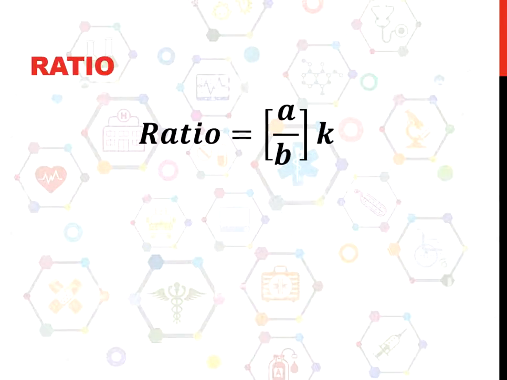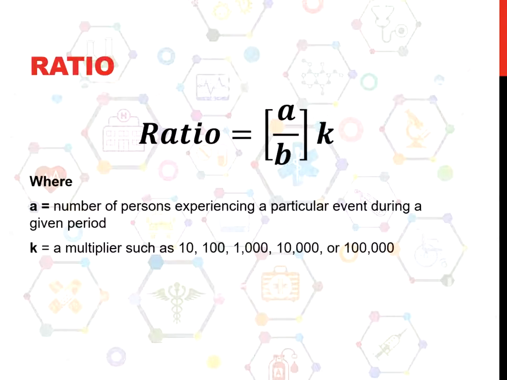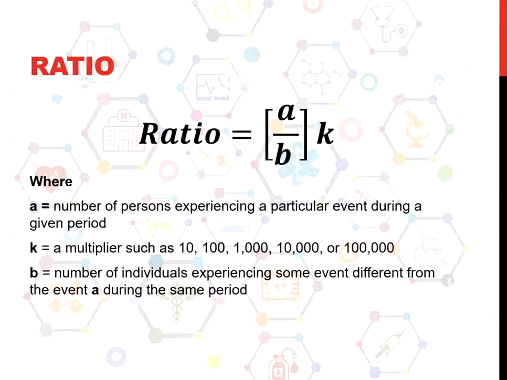Okay, so ratio is A over B. So, a number divided by another number times K. So, K is a constant. So, A is a number of persons experiencing a particular event during a given period. K is a multiplier such as 10, 100, 1,000, 10,000, 100,000, and so on. So, usually given ang ating mga K kasi constant yan. So, depende sa mga formula kung ano yung gagamitin or depende sa sasabihin sa instructions. Okay, B is the number of individuals experiencing some event different from the event A during the same period.